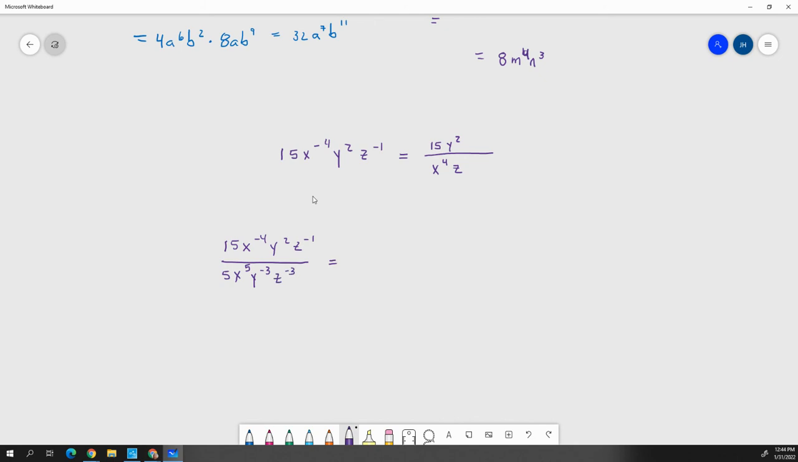When I see a problem like this and it looks crazy, all I do is I draw the line. And I'll draw it big at first because I might have to combine things later. First thing I've got is my number. 15 divided by 5, well, that's just 3. But now I have x to the negative 4. Well, my x to the negative 4 is going to have to come down below, right? Y squared, that's going to stay right where it is. Z to the negative 1, that's going to have to come down below.